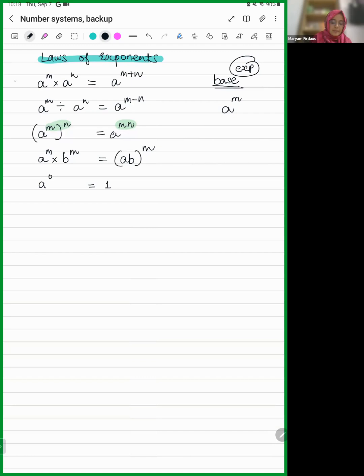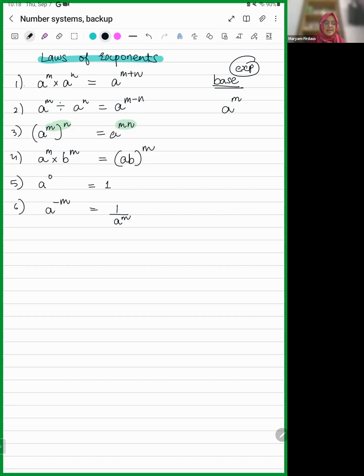Can someone give me an example of the first law, the first thing that we've written? One sec, before we go on to that, let's write one more: a to the power minus m. If there is an exponent which is negative, this becomes, who will tell me? 1 by a raised to the power m. Very good.